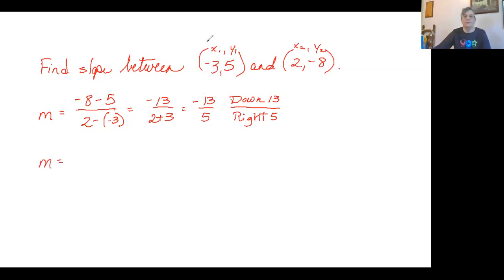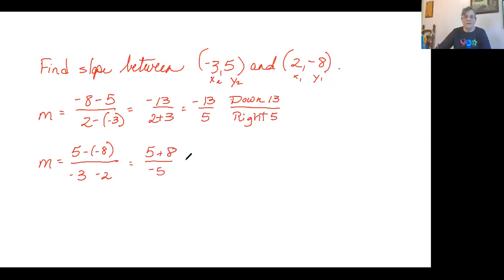Or we could reverse them. Let's say we let this be x1 and y1, and this becomes x2 and y2. So now we would have y2 is 5 minus negative 8, over, now we have to use this x first, so -3 minus 2. That becomes 5 plus 8 over -5, which is positive 13 over -5. Now this could be considered a positive 13, so up 13 over your horizontal is going to be -5. So this would be 5 units left.